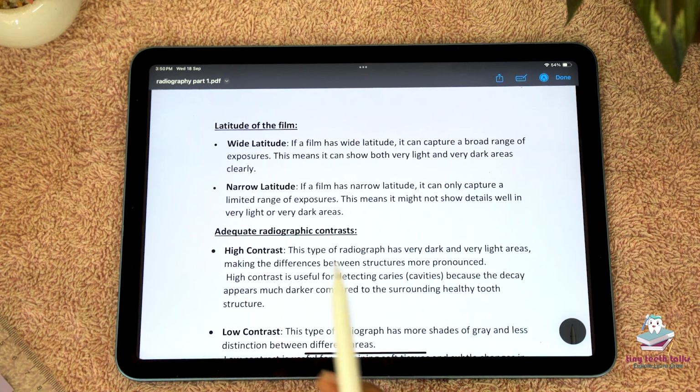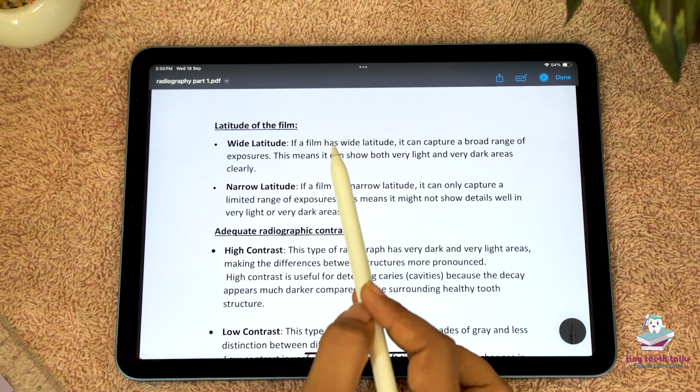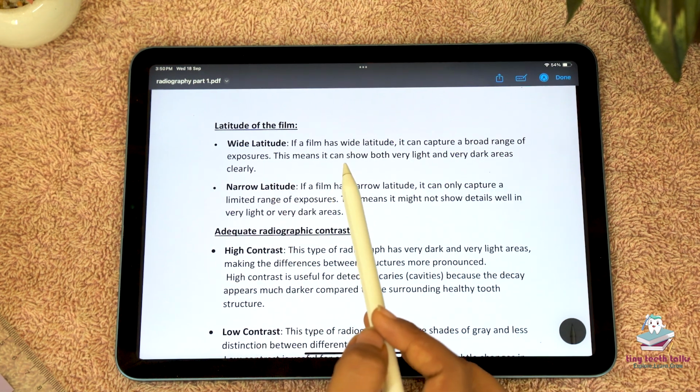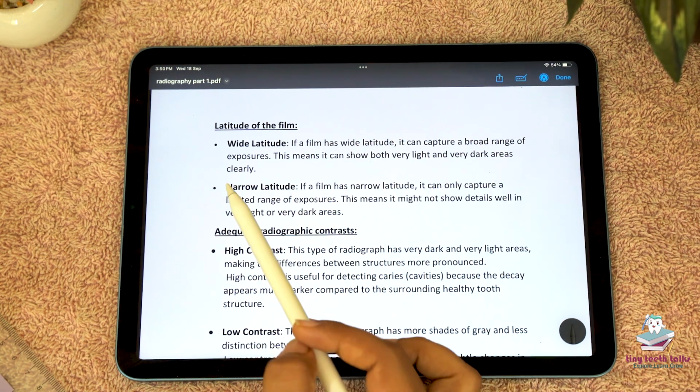There are two types of latitude, wide latitude and narrow latitude. Wide latitude means a wide range of exposure. If a film has a wide latitude, it can capture a broad range of exposures. This means it can show both very light and very dark areas clearly.